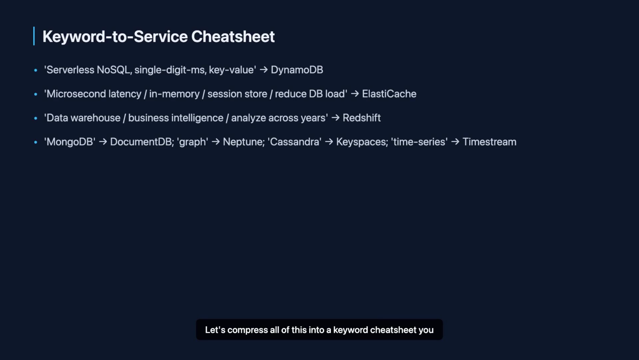Let's compress all of this into a keyword cheat sheet you can run on any question. Serverless NoSQL, single-digit-millisecond, key value, that's DynamoDB. Microsecond latency, in-memory, session store, or reduced database load, that's ElastiCache. Data warehouse, business intelligence, or analyze across years, that's Redshift. And for the purpose-built family, MongoDB points to DocumentDB, Graph points to Neptune, Cassandra points to Keyspaces, and time series points to TimeStream. Memorize these triggers and most questions in this domain answer themselves.